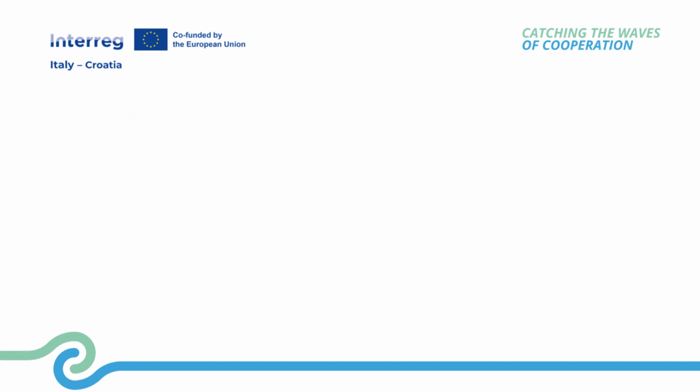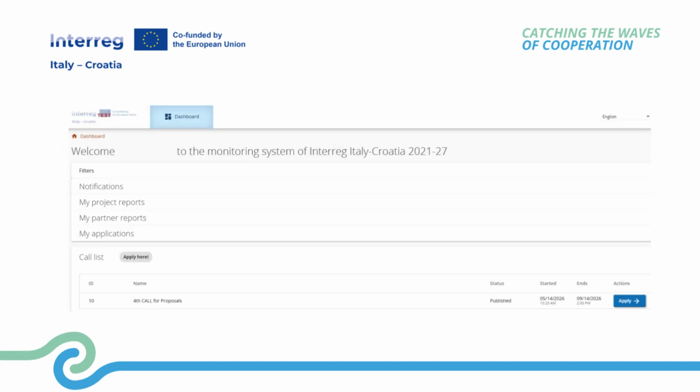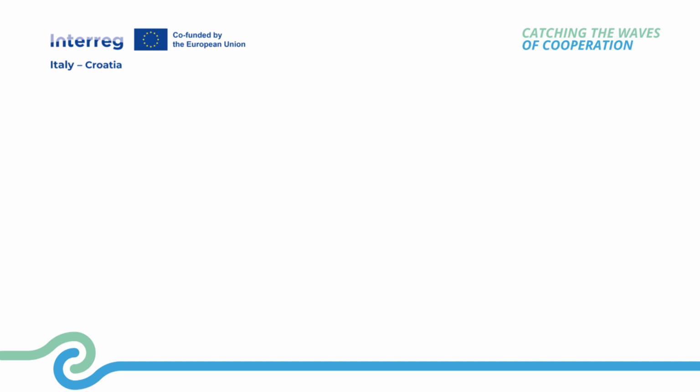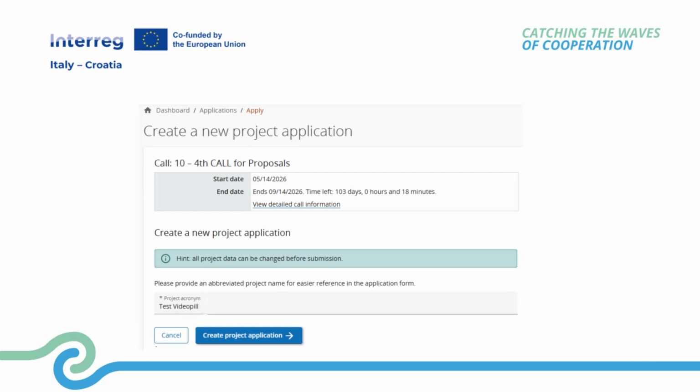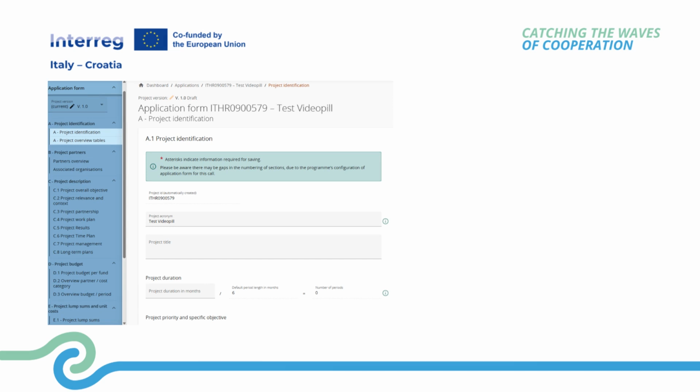After logging in, you will land directly on the dashboard as a start page. To create a new project application, click on Apply at the end of the relevant calls row in the Call List section. In the next window, insert the acronym of your project, which can always be modified, and click on Create Project Application. This action will result in all application form sections appearing in the Project Overview menu on the left-hand side of the screen in Jems.